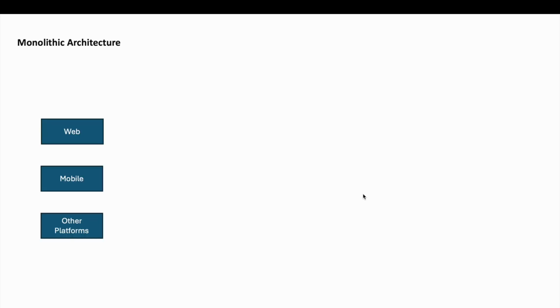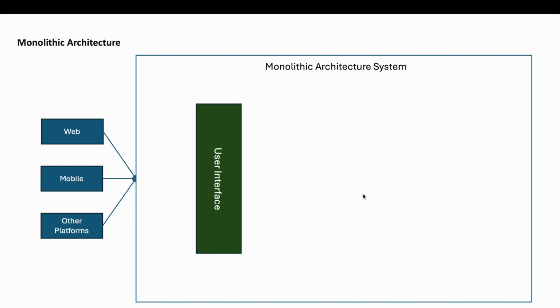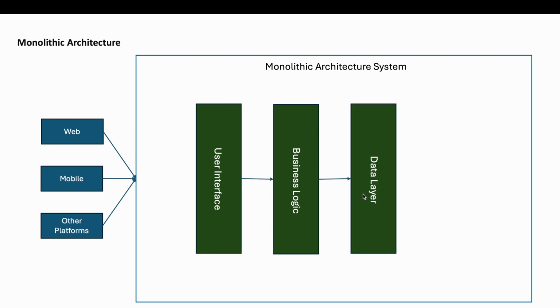Now, if you want to look at monolithic architecture in a diagrammatic fashion, let's say we have our web, mobile, and other platforms. Now, what are the different components of monolithic architecture? First is the user interface, the part of the application that interacts with the user. Then we have the business logic, which contains all the rules and algorithms necessary for processing the data of the application. We have the data layer, which manages data and database interactions.